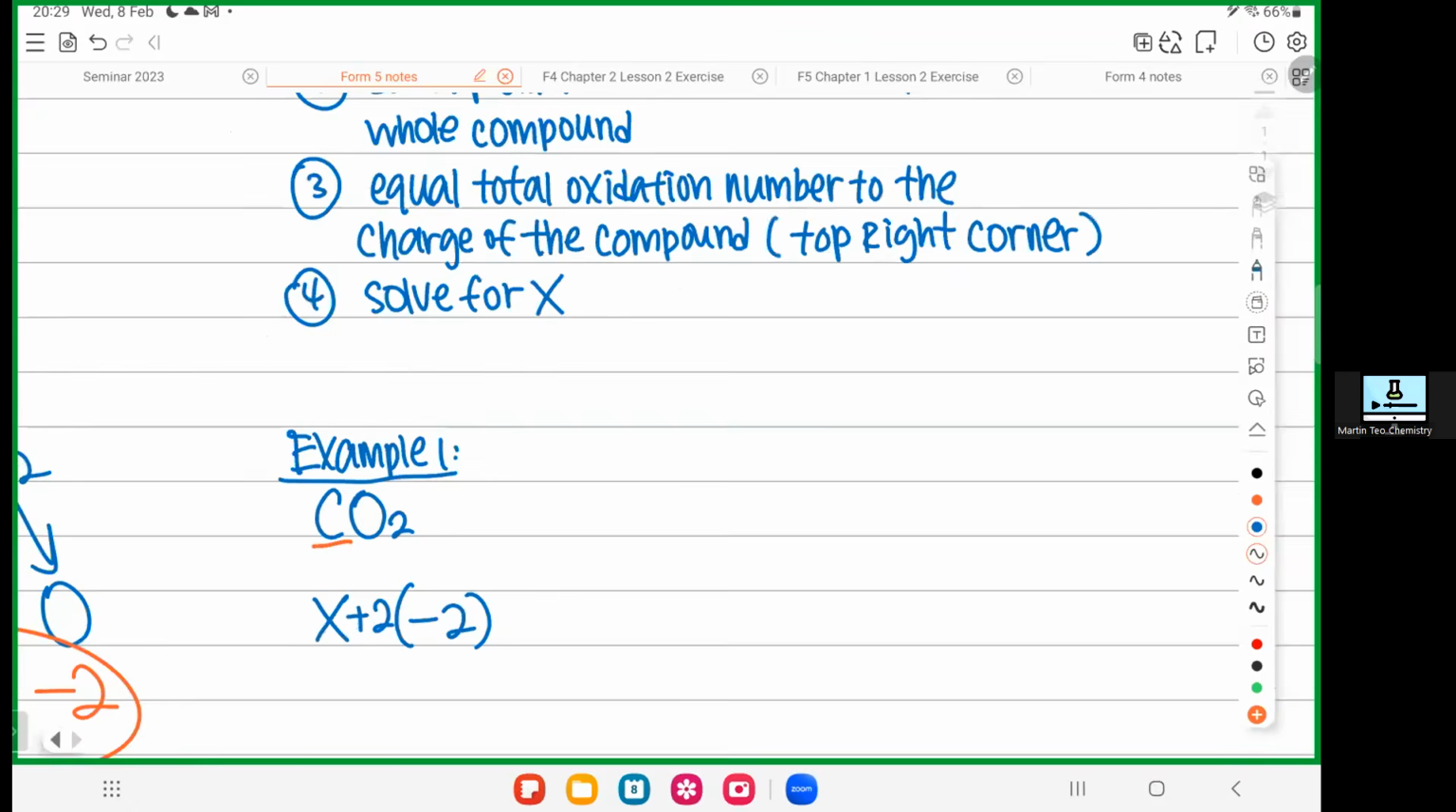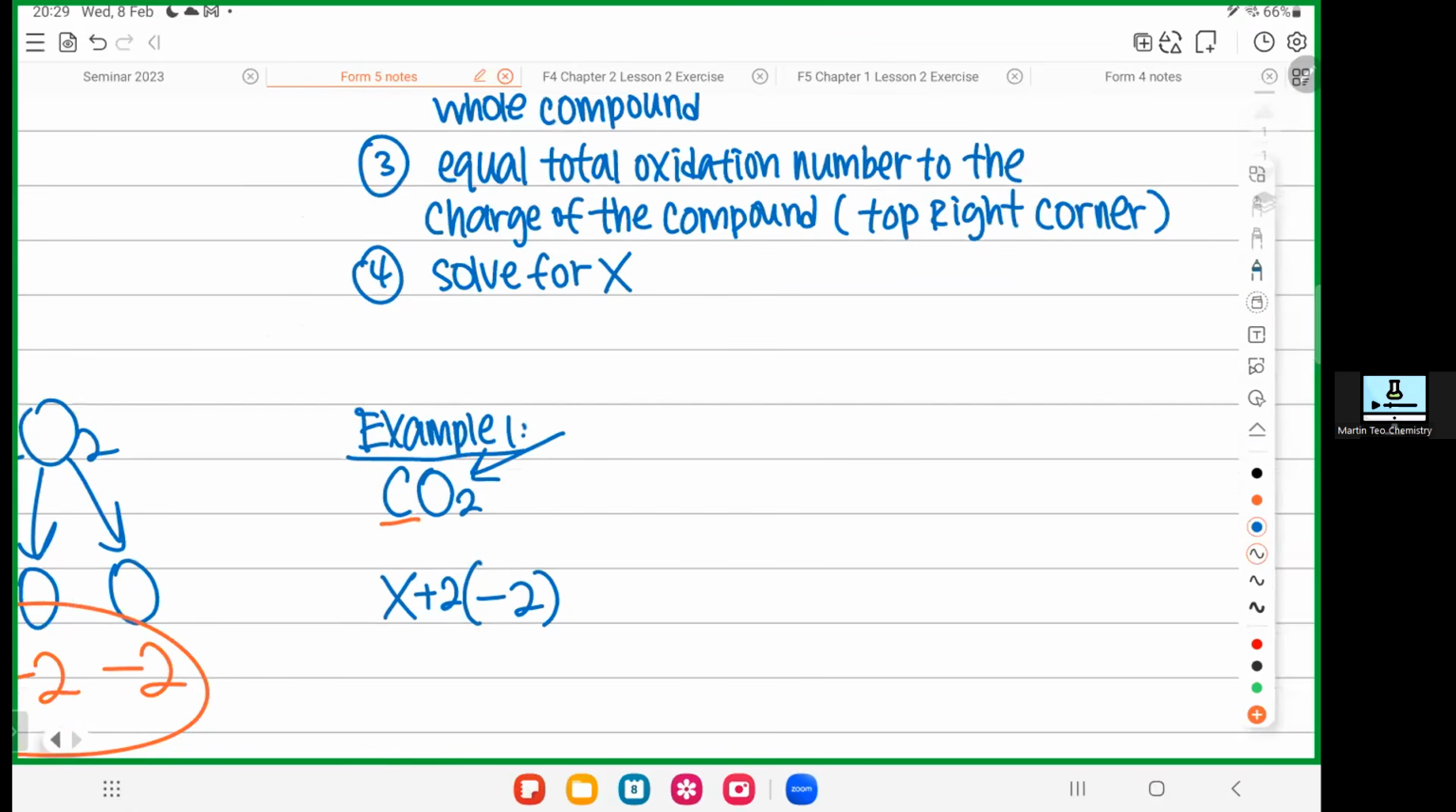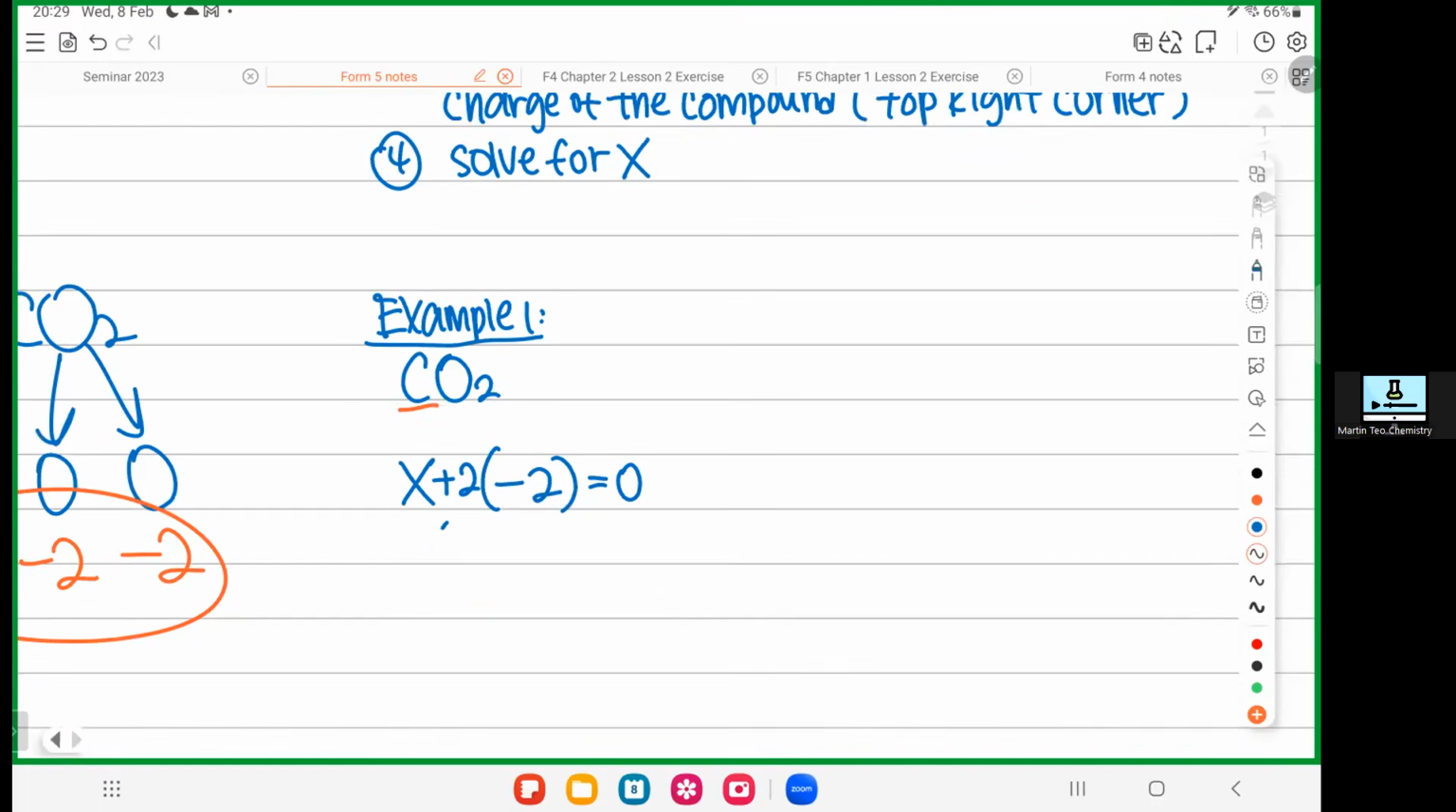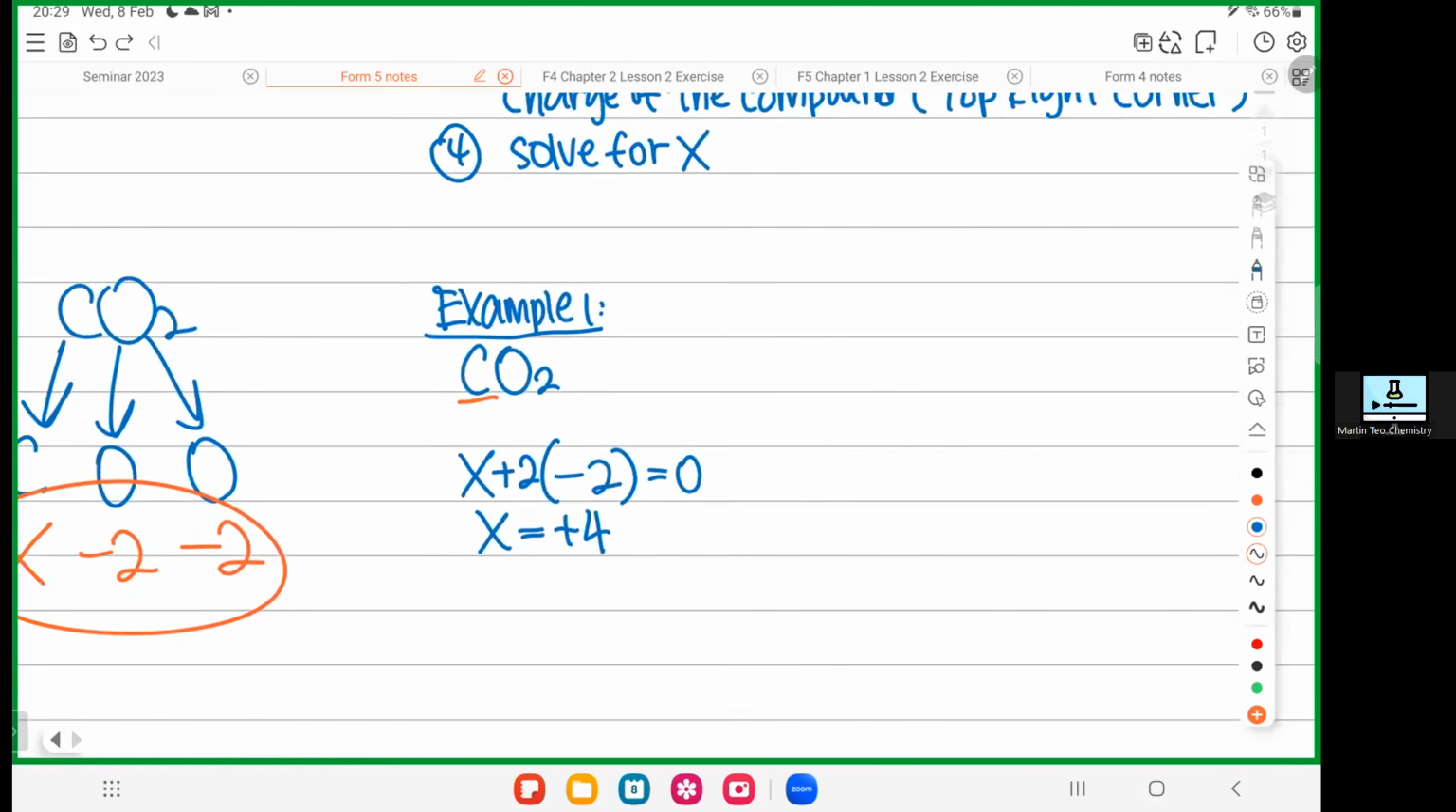So look at the top right corner. Do you see anything here? Nothing. You don't see anything on the top right corner here, right? So equal to 0. If here got 2 minus, then equal to -2. If on top here got plus, equal to +1. So this total oxidation number always equals the total charge of the compound. So let's say for this one it is 0. Do your mathematics, X equals +4. That's it. So the carbon here is +4. So far so good.